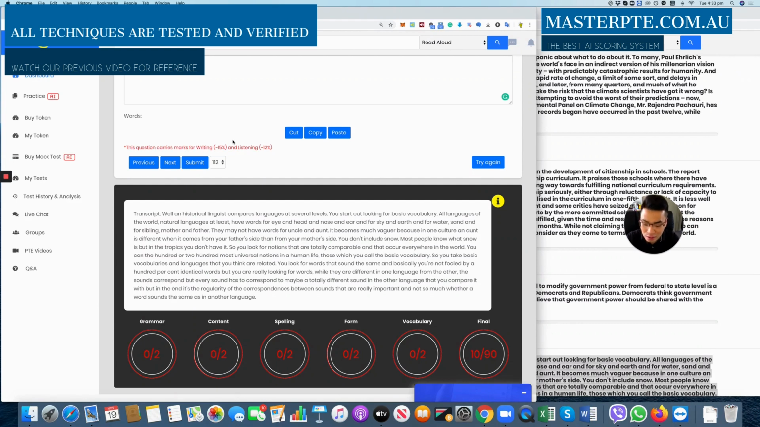So the first lesson: use simple grammar. The next one is the content, but I will talk about this one after I finish with the other criteria. So let's jump straight into the spelling.